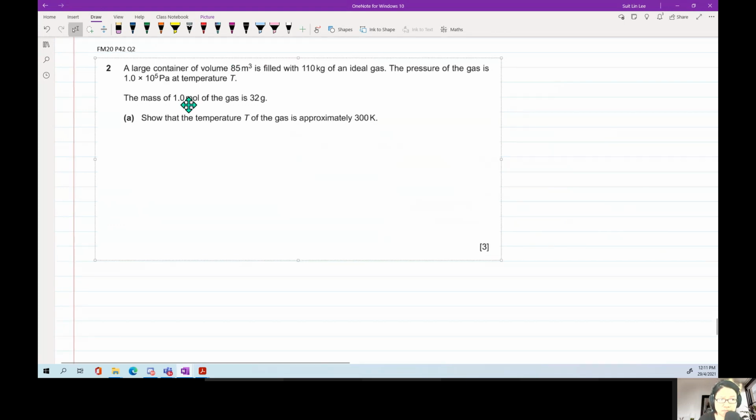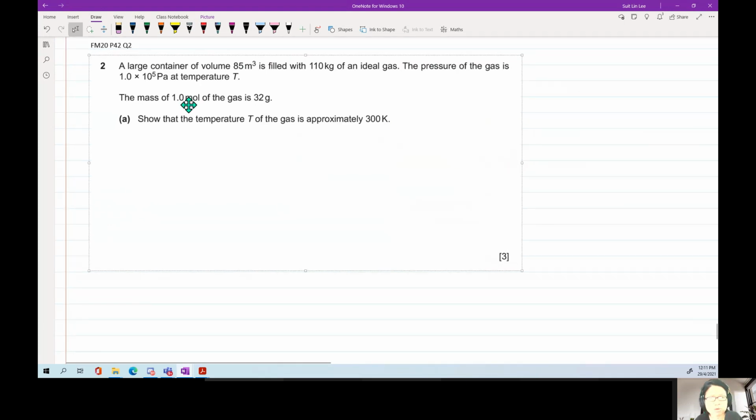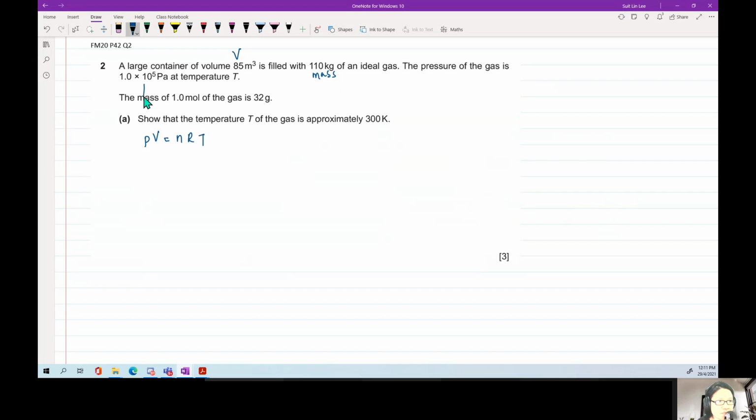Everything here is macro. Can measure. I know what volume 85 meter cube is. I'm not talking about the particles moving. So we're going to use PV is nRT. Let's see what we have. We have V. We have mass, which is not needed. We have P. We want to look for T, but we don't have n. So we need to find n first using the mole concept, which is actually a ratio. 1 mole is 32 gram.